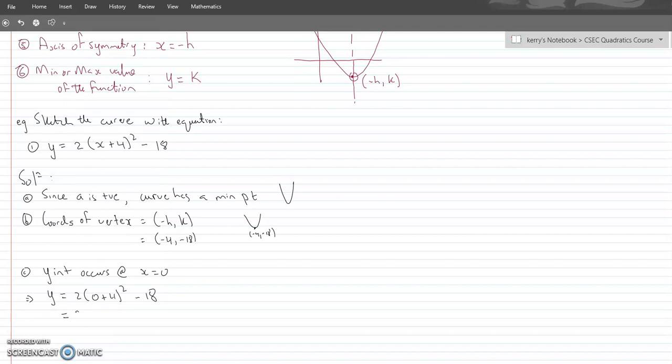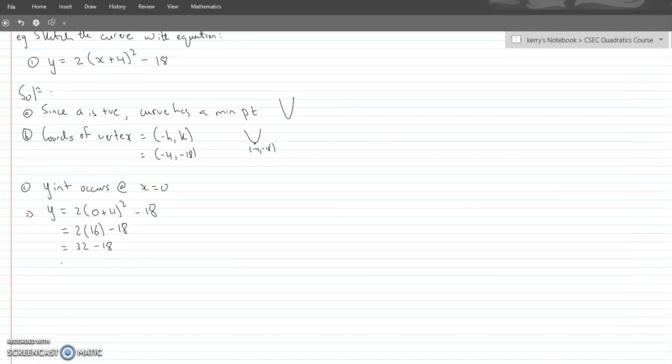So this now becomes 2 into 4 squared, which is 16, times 2 is 32, minus 18. Now, I will always tell you, try your best to stay away from calculators for easy things like this, because they are easy numbers and you end up using a calculator too often and wasting time. 32 minus 18 is obviously 14. So this is your y-intercept. Therefore, the y-intercept is equal to 14. If they ask you for the coordinates of the y-intercept, it is 0, 14.